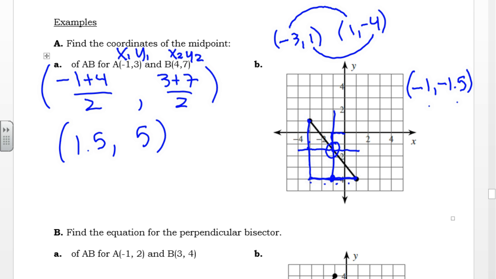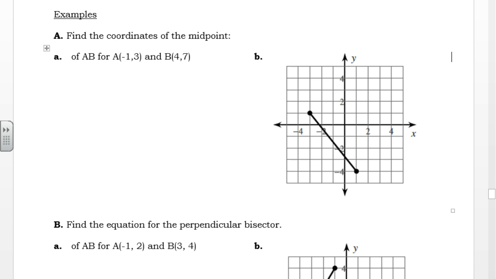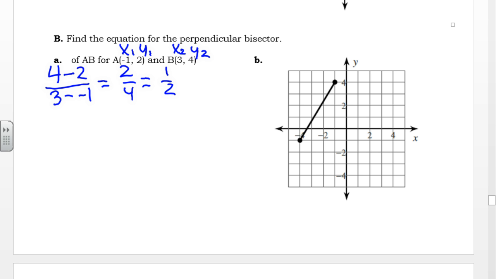Letter B, perpendicular bisector. This is where it gets awesome. With points, the first thing we need is the slope. So y2 minus y1 over x2 minus x1. I'm going to leave that in fraction form. This is my slope. So my perpendicular slope, remember, is the negative reciprocal. So I flip that over and I can reduce that to -2.